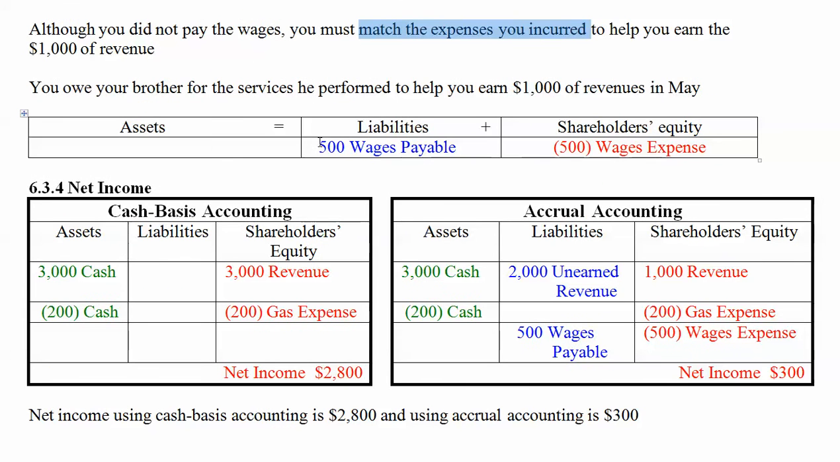So if you look at this, we are going to record the expense of 500, and instead of having cash be given up, what we're giving up is an IOU. You owe 500. So your income statement is going to show the wages expense. There will be no cash paid, but your balance sheet will explain that you still owe it.